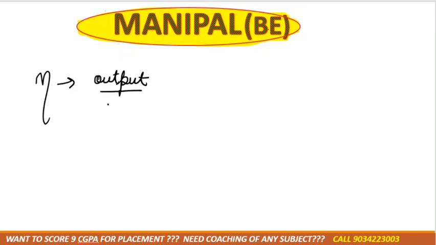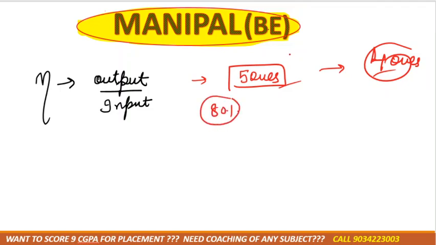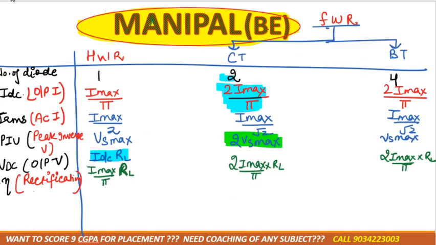Efficiency is basically output divided by input. Suppose you have studied 5 questions, and in the exam you are able to do 4 questions. So how much is your efficiency? 80%, right? So you have done output divided by input. In this topic also we'll do the same.